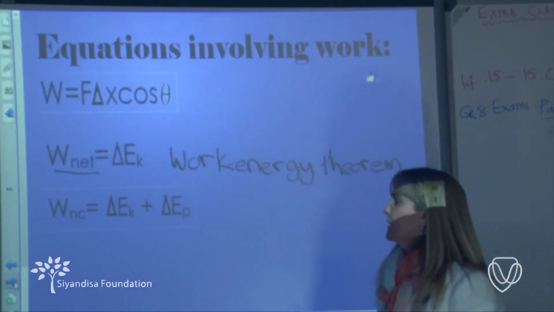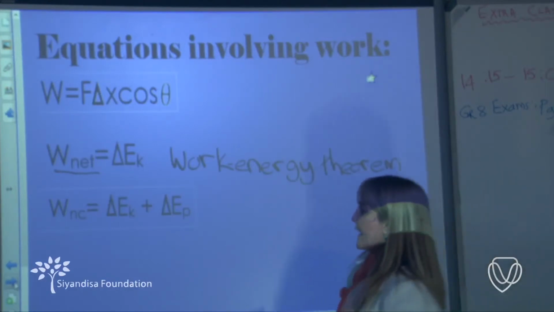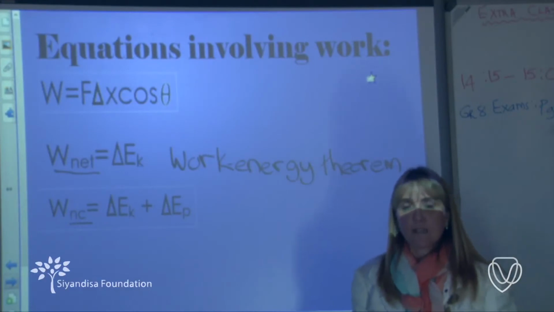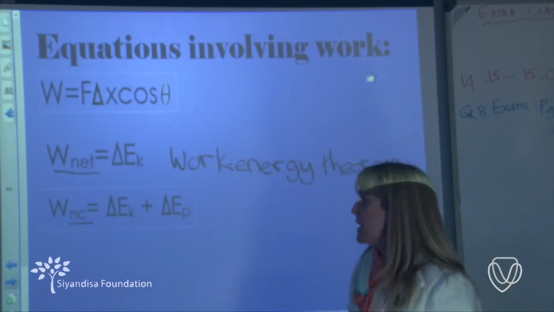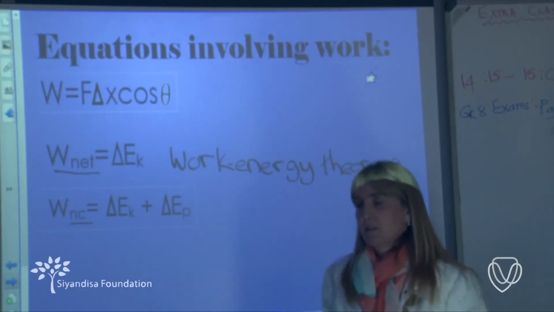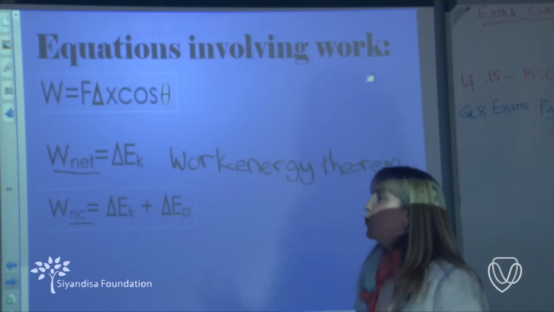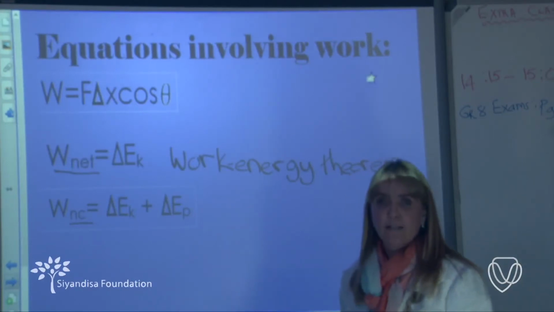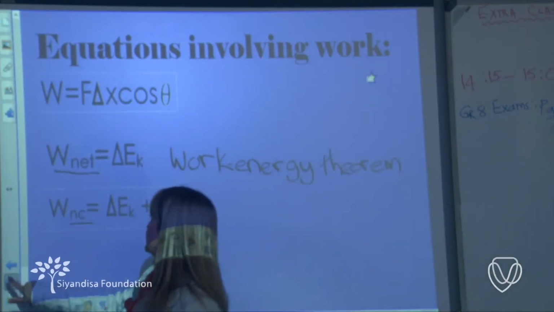And then the third one is Wnc is equal to delta Ek plus delta Ep. That subscript Nc stands for non-conservative forces. Remember, we've done the theory of conservative and non-conservative forces. A conservative force is like the force due to gravity, right? All other forces, friction, applied forces, tension, would all be considered non-conservative forces. I'm not going to go through that theory again. Please just make sure that you are happy with that as a background.